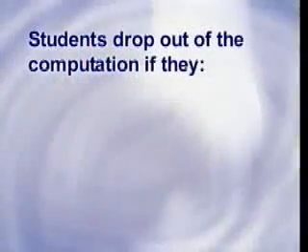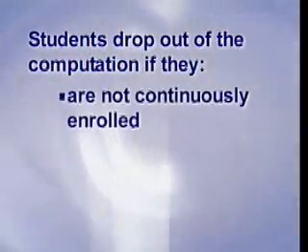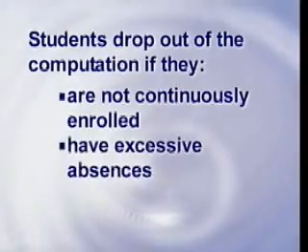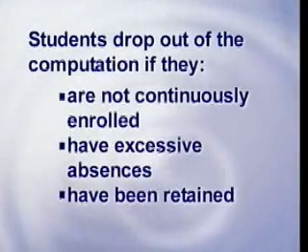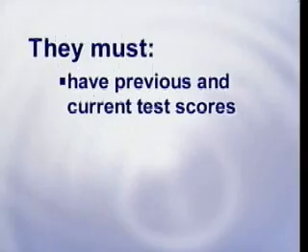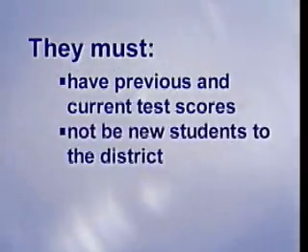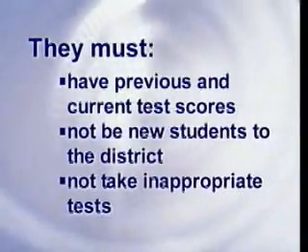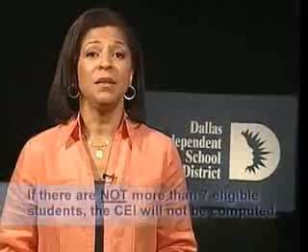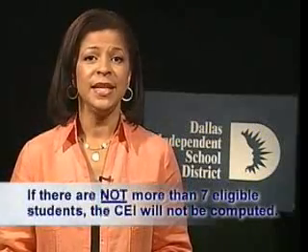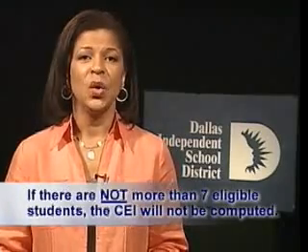Each student included in your CEI report is listed. You may see that some of your students are missing. Remember, students drop out of the computation if they are not continuously enrolled, have excessive absences, or have been retained. They must have previous and current test scores, not be new students to the district, and not take inappropriate tests. If there are not more than 7 eligible students, the CEI will not be computed. We use the same process to develop the course CEIs and the division CEIs.